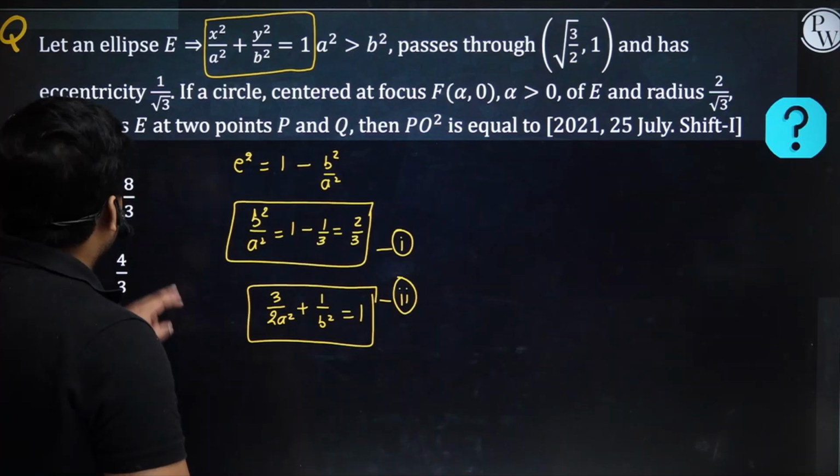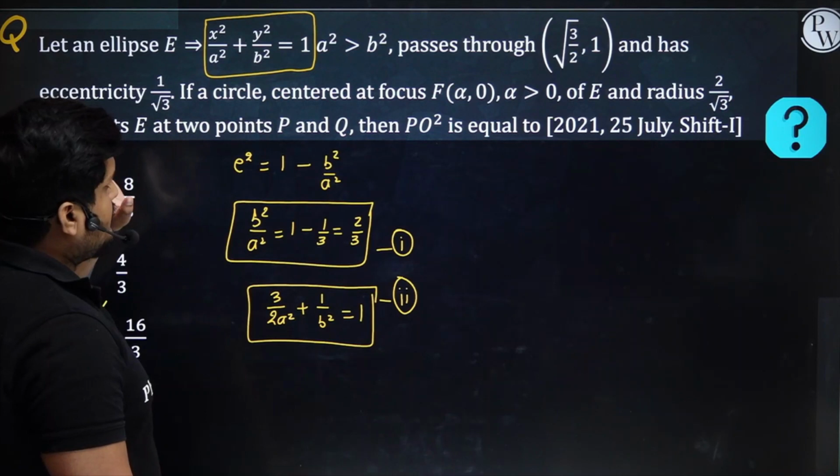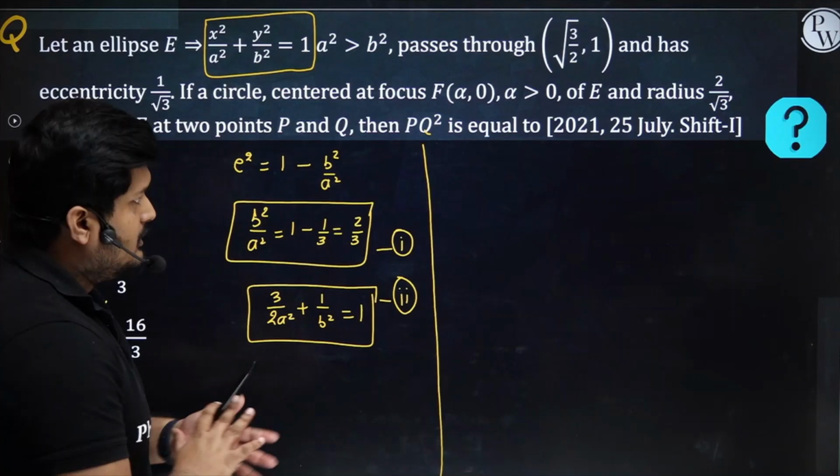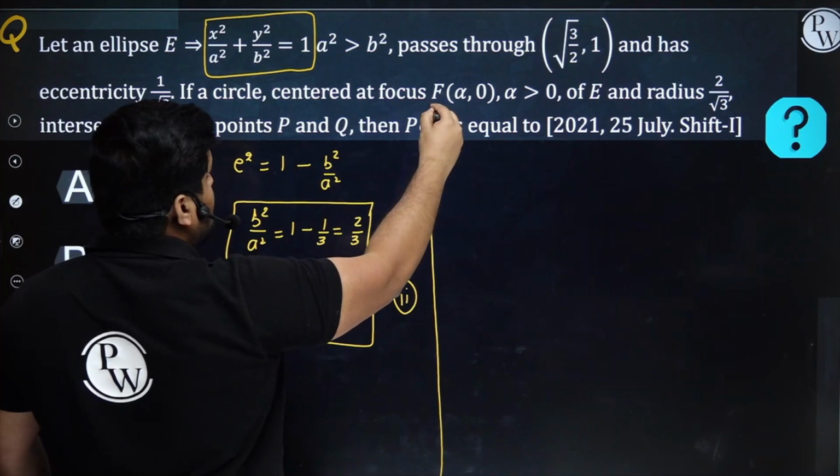If a circle centered at the focus of E, so the center will be of E, which is (0, 0), and radius 2 by root 3, intersects E at two points P and Q, then find PQ square. This is going to be calculative, but the problem is very simple. This ellipse is intersecting this circle. What is the circle? (alpha, 0). We have to find out the focus here, centered at the focus, and radius 2 by root 3.